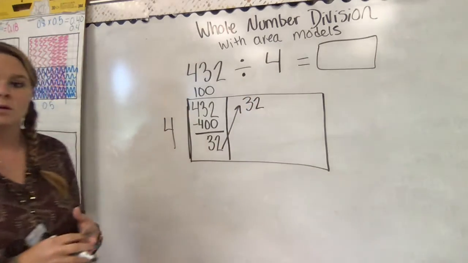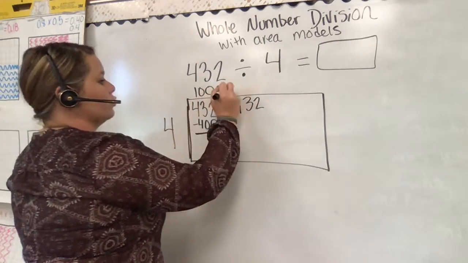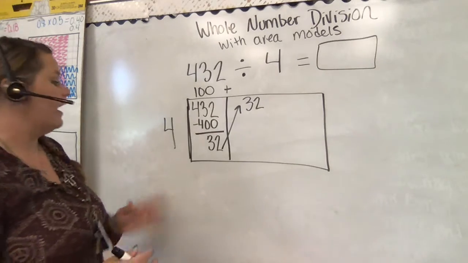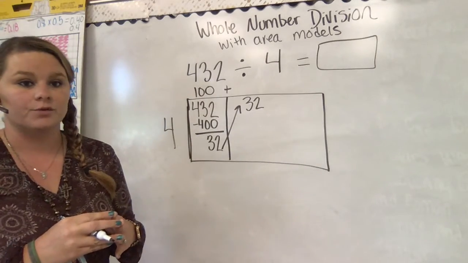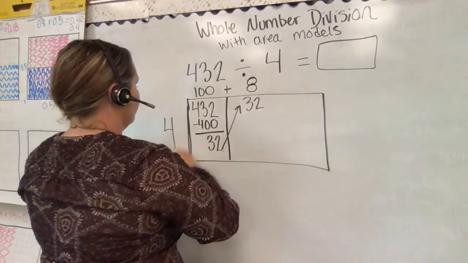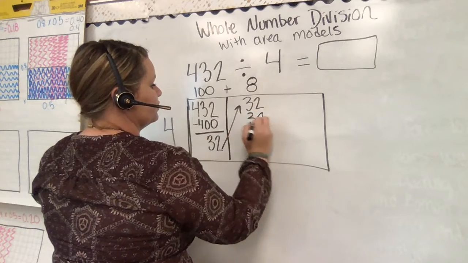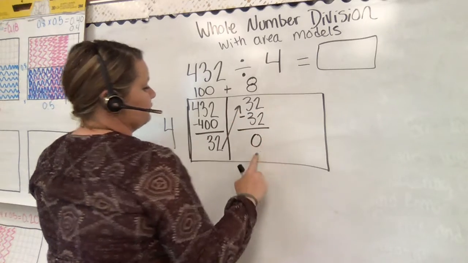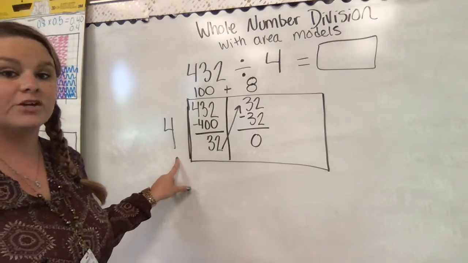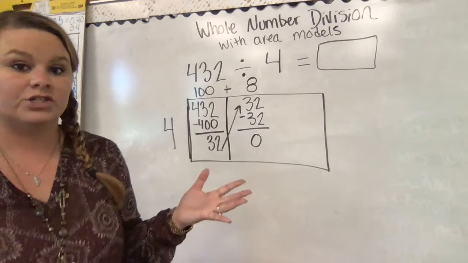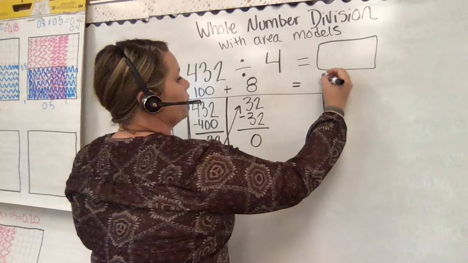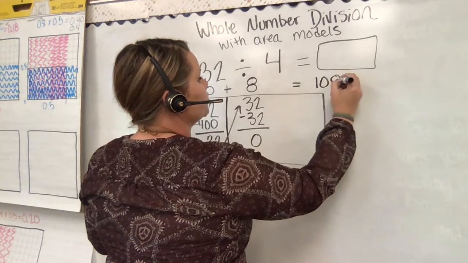So this is one of our partial quotients that we'll use at the end to find our final quotient. So now, how many times will 4 go into 32? We know 4 will go into 32 8 times. 4 times 8 is 32, so we're going to subtract that, and we're going to get 0. When you get to 0 here, or a number that is smaller than your divisor, then you are finished. So now we're going to add up both of our partial quotients, and we're going to get 108. So our quotient is 108.